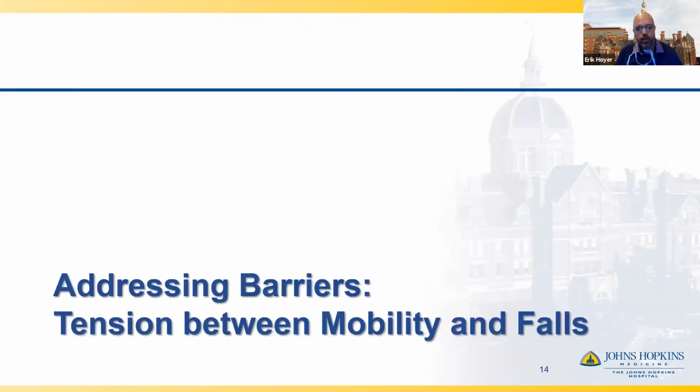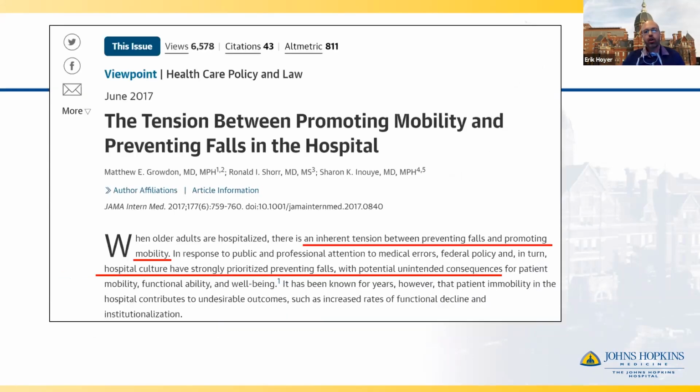Okay, so now that I've explained our tools and hopefully convinced you that nurses, for example, can record these tools pretty well, I wanted to show an example of how we're using these types of measures to address this real issue that affects patients on a regular basis. And the topic that I'm going to be talking about is the tension between mobility and falls. So this paper was published in JAMA Internal Medicine in 2017.